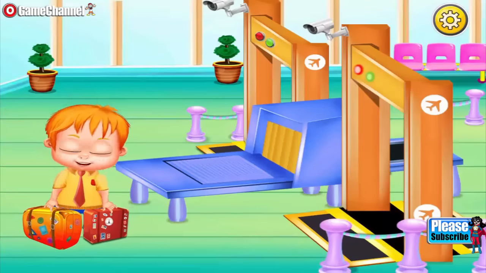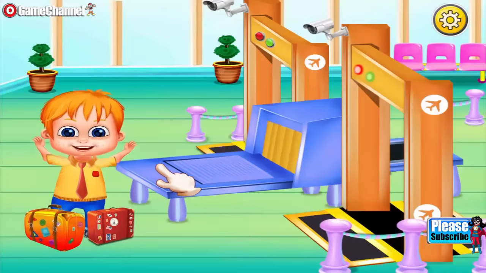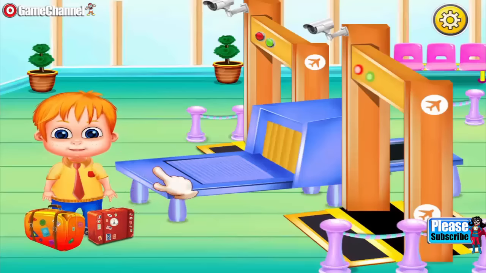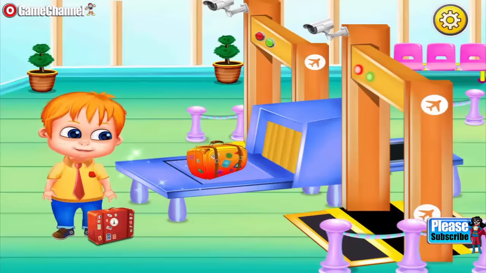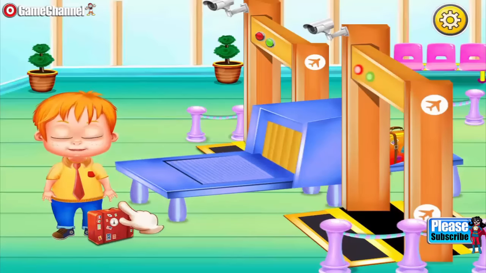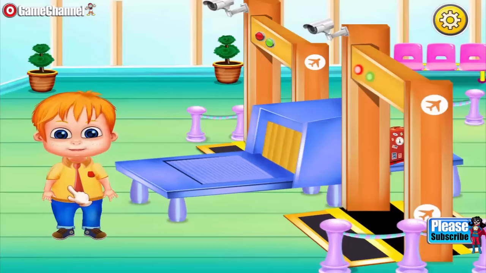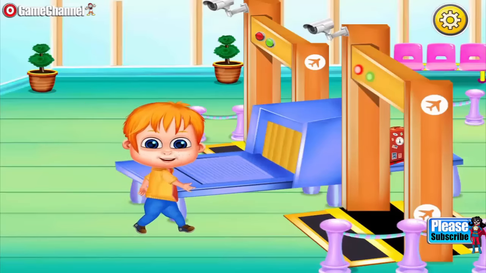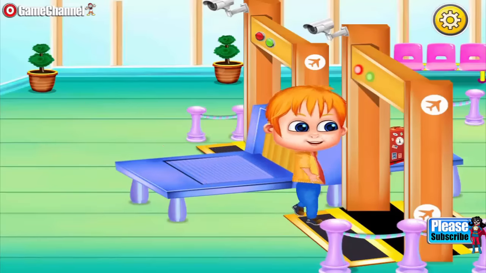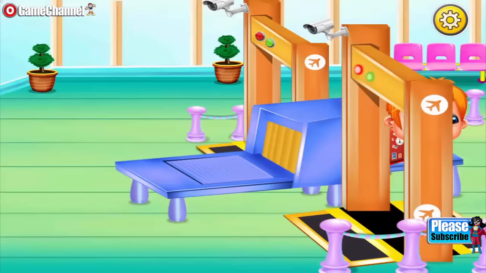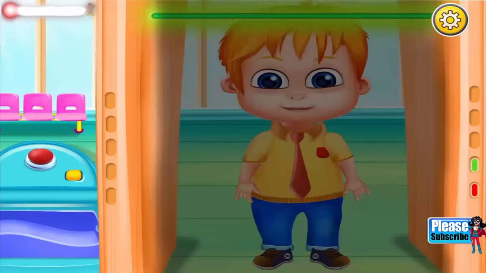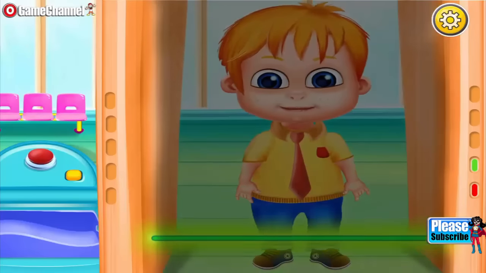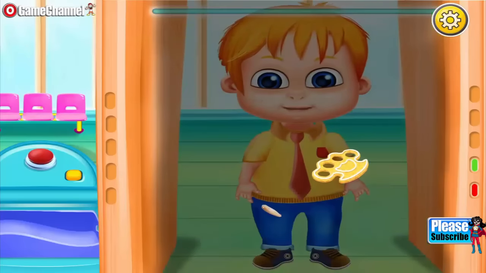Time to put the bags on the scanning machine again. Here it goes. Here it goes. They are going to scan me now. I have to put it in the basket. Now all clear.